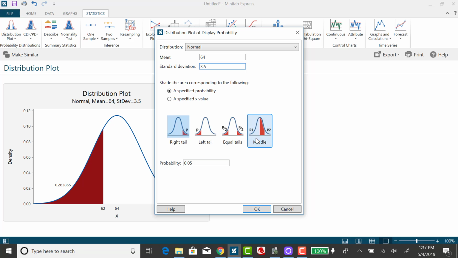And the between case will be middle, and I want to give it the two X values. If we were working backwards, in other words, if we were given a probability, an area between, and we were finding the X values, we would be using specified probability instead. My first X value is 61. My second X value is 70.